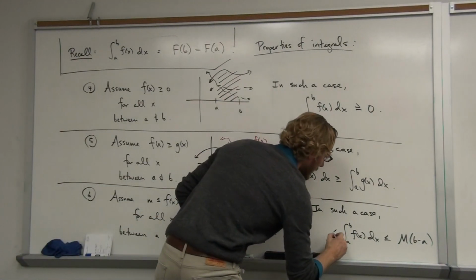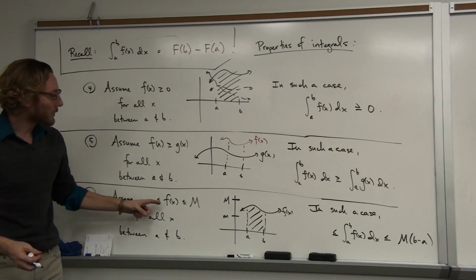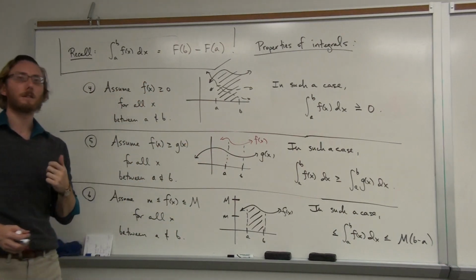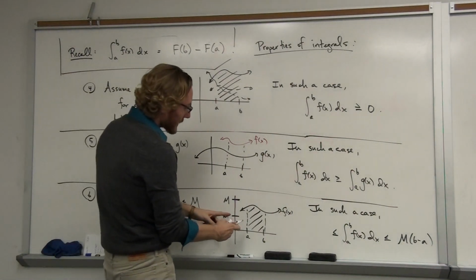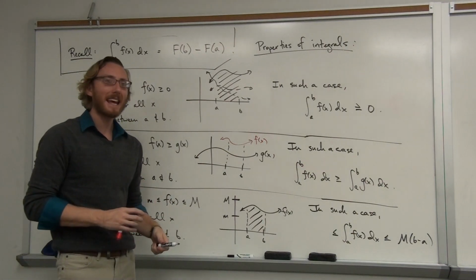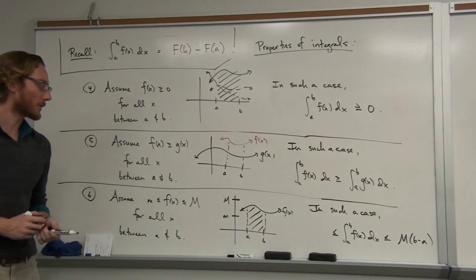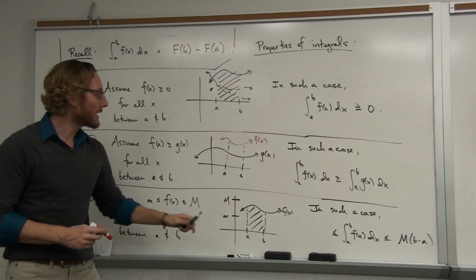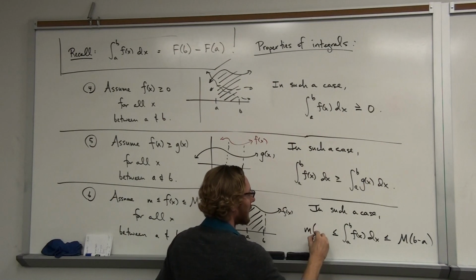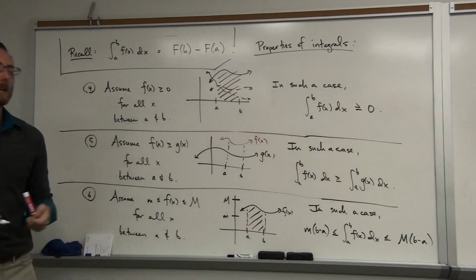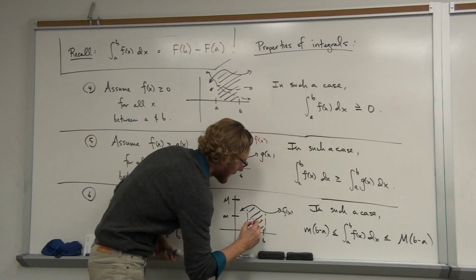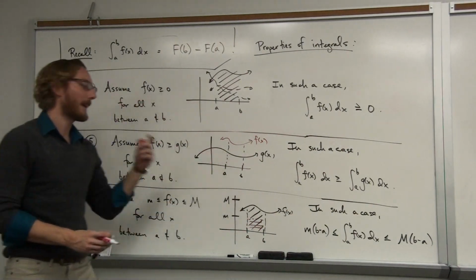Now, what about the other side? Because I claim, since we know that our function is taller than little m everywhere, we know that our area under our curve is bigger than some value. Because our function is taller than little m, if we built a rectangle at little m, the area of that rectangle would have to be less than the area under our function. So little m would build a rectangle of little m times b minus a, width times height. And looking at this here, if you built a rectangle at little m, the area under that rectangle is going to be less than the area under our function.